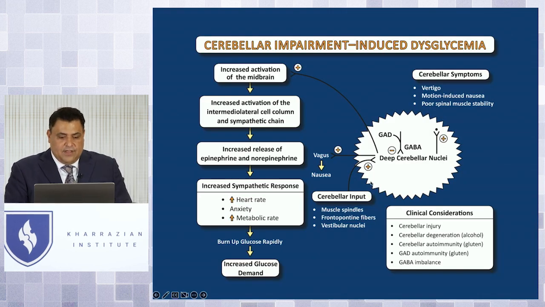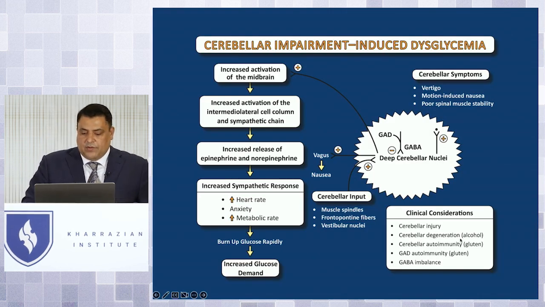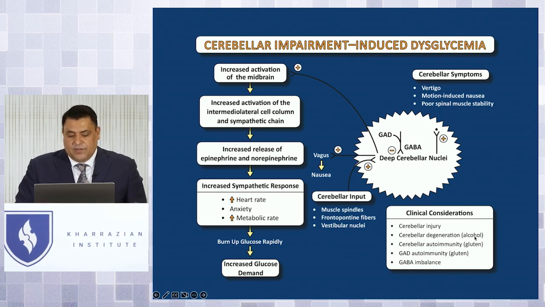So here's an illustration. Cerebellar injury, cerebellar degeneration commonly occurs with alcohol abuse, or cerebellar autoimmunity with gluten sensitivity, celiac disease, like GAD65 autoimmunity, that reduces GABA activity. I should say GAD65 enzyme autoantibodies. They can impact GABA production. And then a person has sensations of vertigo, motion-induced nausea, poor muscle stability. These pathways activate the midbrain sympathetic centers. Your heart rate goes up, catecholamines go up, and you get symptoms of anxiety.